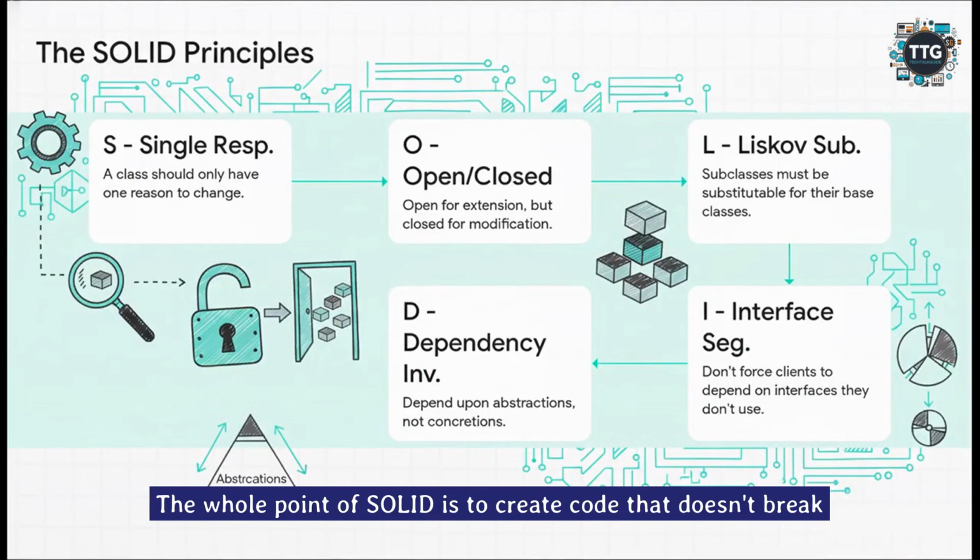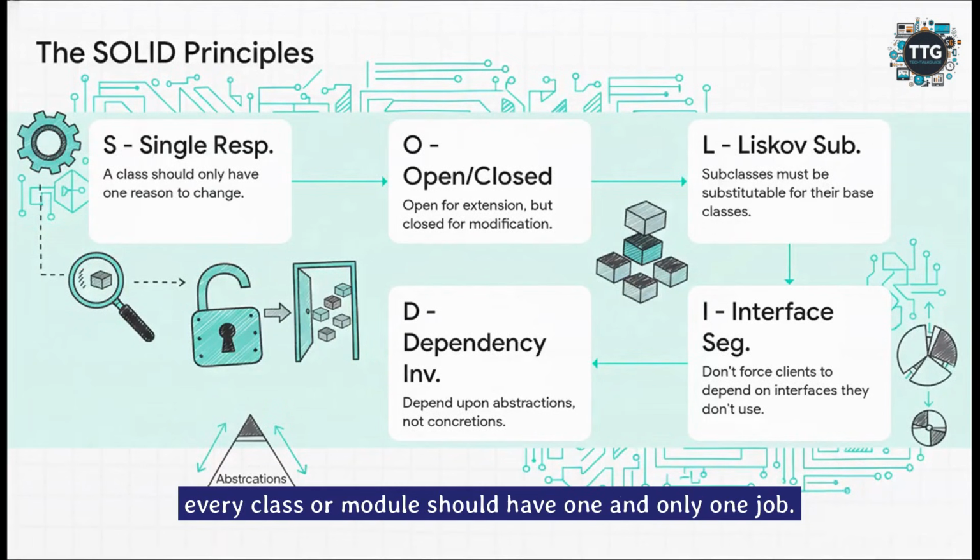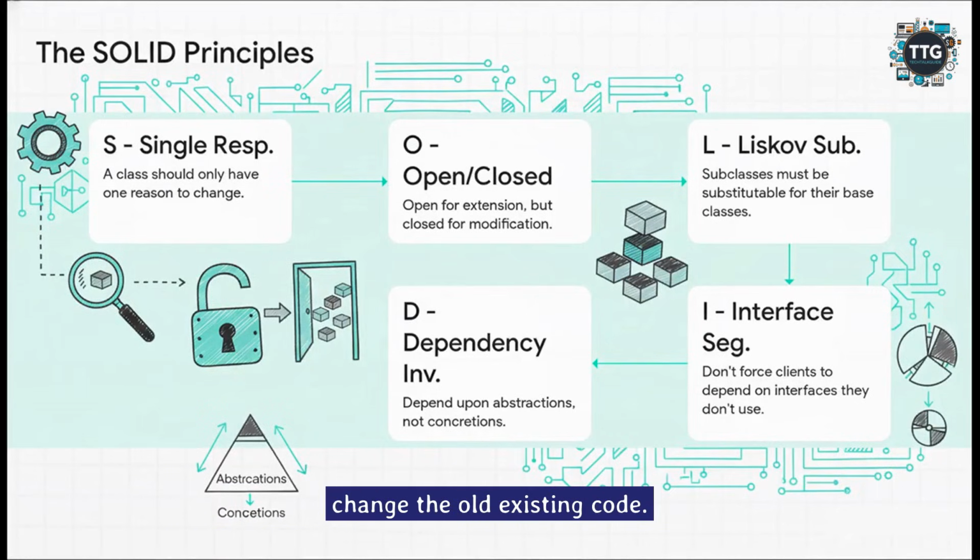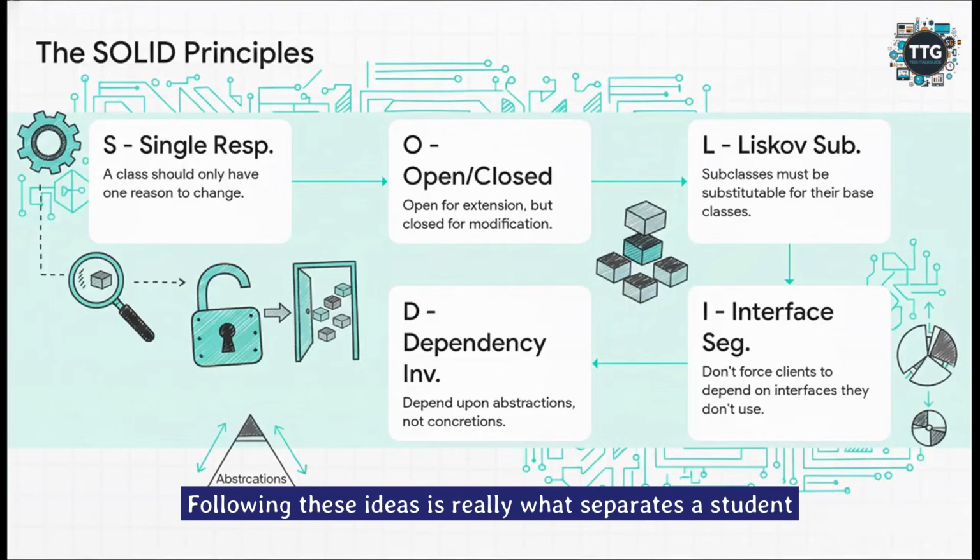The whole point of SOLID is to create code that doesn't break easily and is simple to add new features to down the road. For example, the S, single responsibility principle, just means every class or module should have one and only one job. The O, open/closed principle, is a fancy way of saying you should be able to add new stuff without having to change the old existing code. Following these ideas is really what separates a student project from a professional, bulletproof system.